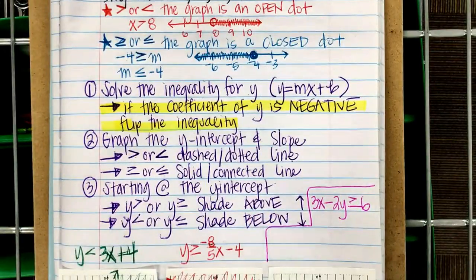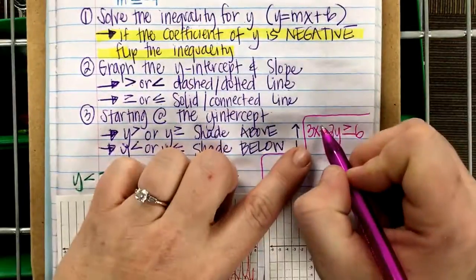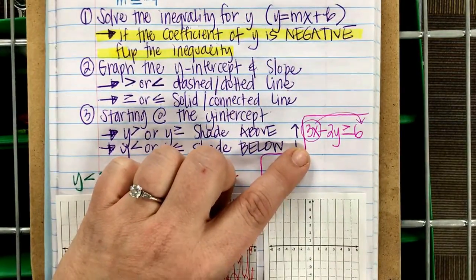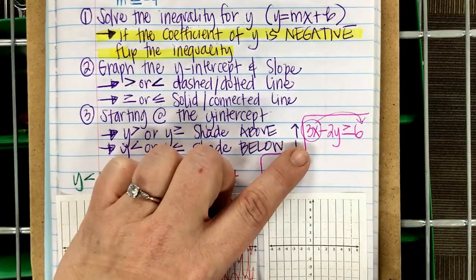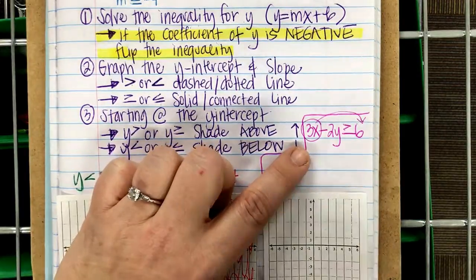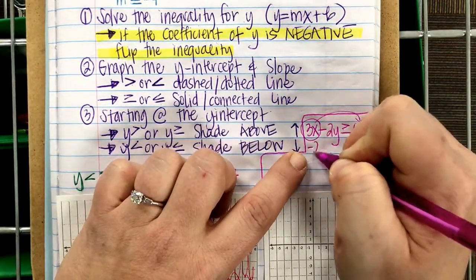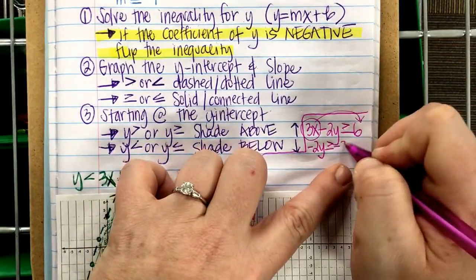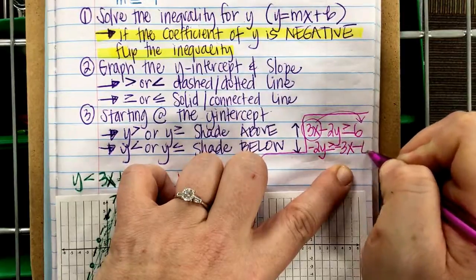Step number 1, solve the inequality for y. Do we have to do that? Yes. So I'm going to move 3x to the other side, and if I move something across the inequality, it changes to negative, correct? So -2y is greater than or equal to -3x plus 6. Do you agree?